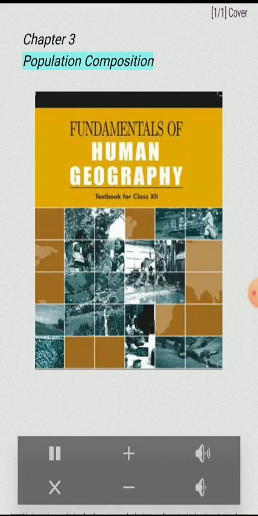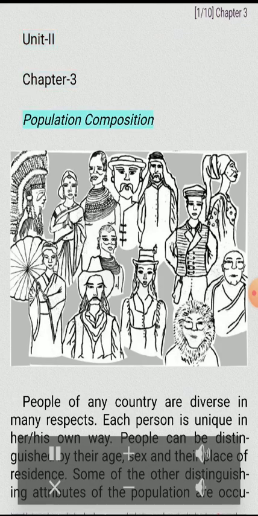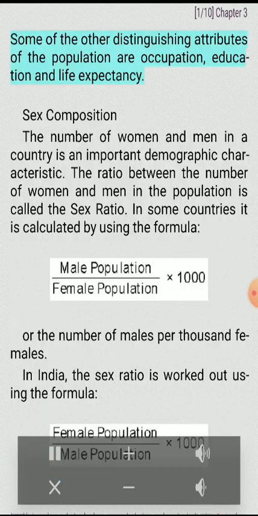Chapter 3. Population Composition. Unit 2. People of any country are diverse in many respects. Each person is unique in her or his own way. People can be distinguished by their age, sex, and their place of residence. Some of the other distinguishing attributes of the population are occupation, education, and life expectancy.